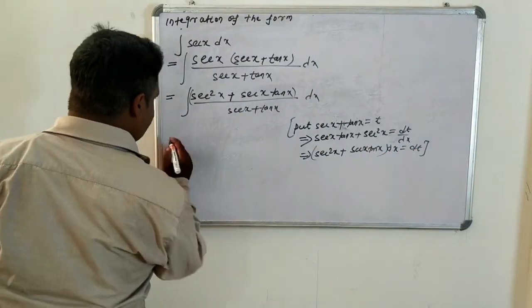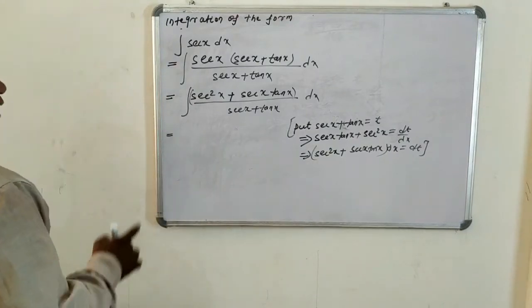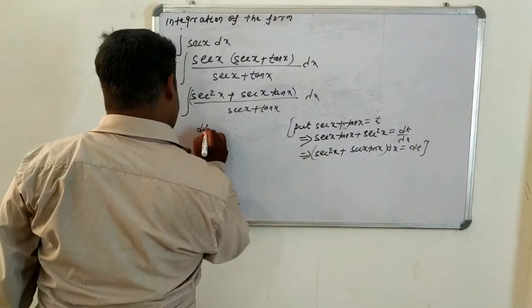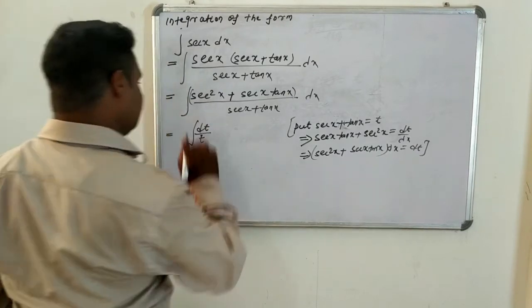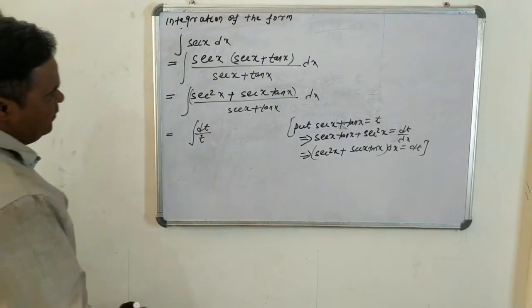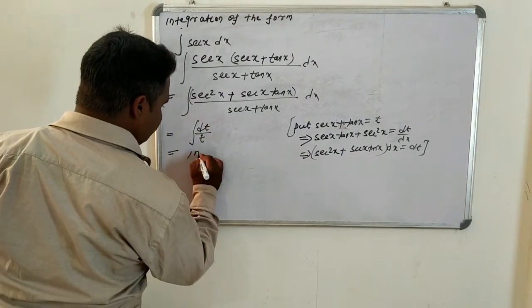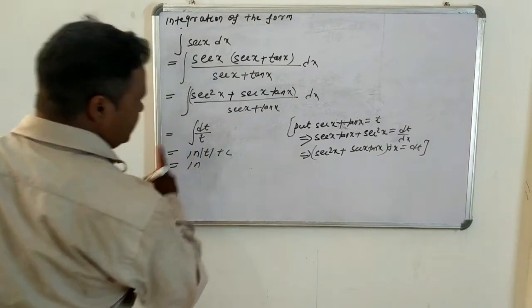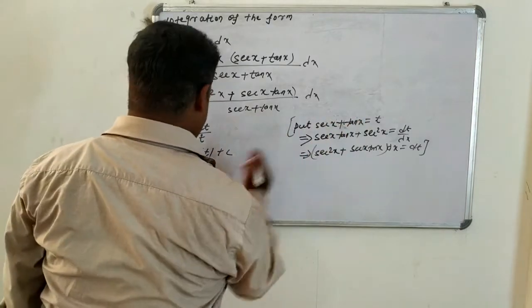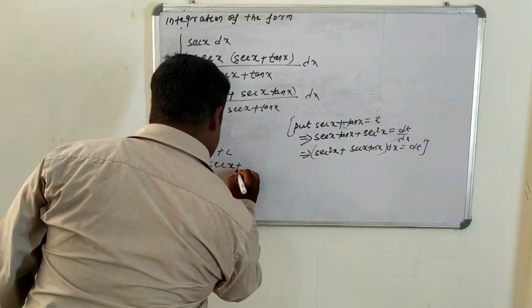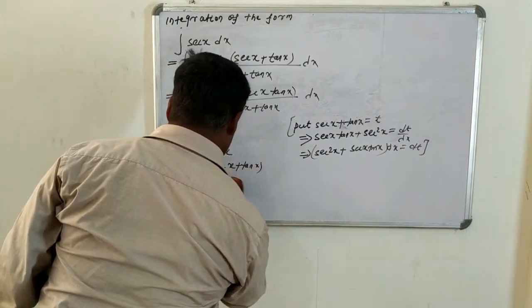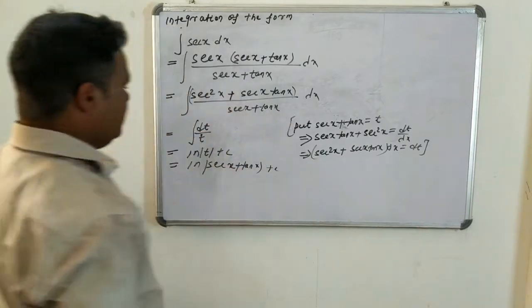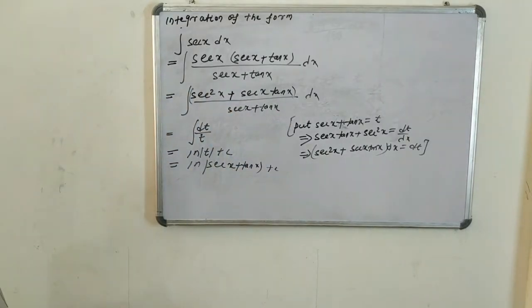So this value equals dt divided by t again. We know that the integration of dt by t is ln t plus c. This value equals ln t, where t is sec x plus tan x, plus c. Here c is the integration constant.